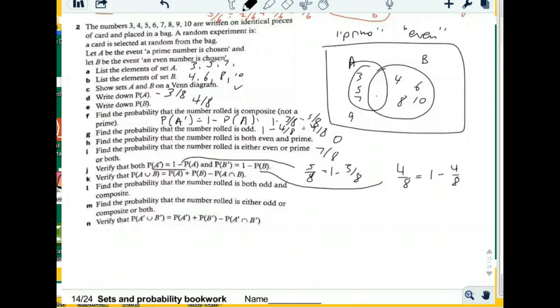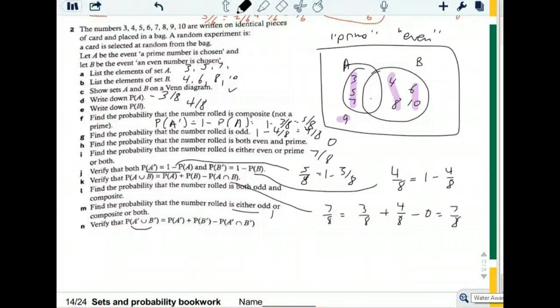Find the probability that the number rolled is either odd or composite or both. So let's see. Odd would be these. Composite would be these. Either odd or composite or both. So that's like everything, right? So that would be 1. The probability is 1.